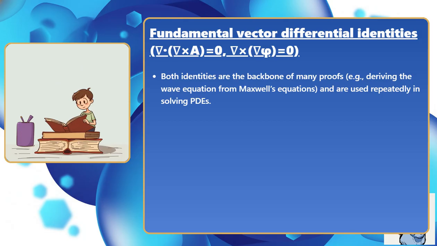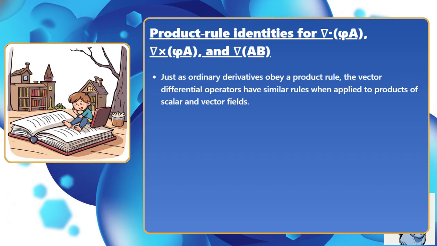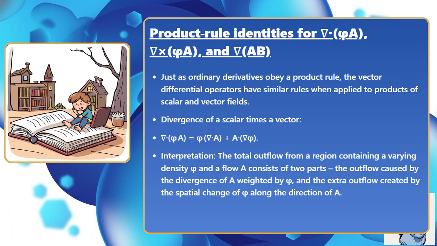repeatedly in solving PDEs. Just as ordinary derivatives obey a product rule, the vector differential operators have similar rules when applied to products of scalar and vector fields. Divergence of a scalar times a vector. Del dot phi A equals phi del dot A plus A dot del phi. Interpretation. The total outflow from a region containing a varying density phi and a flow A consists of two parts: the outflow caused by the divergence of A weighted by phi, and the extra outflow created by the spatial change of phi along the direction of A.